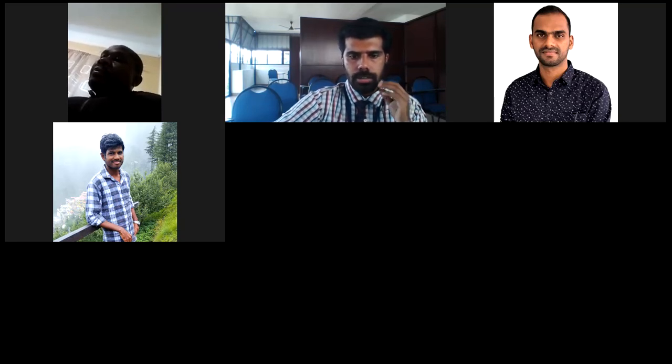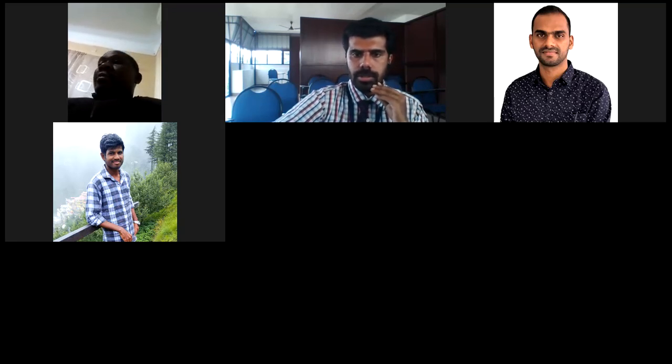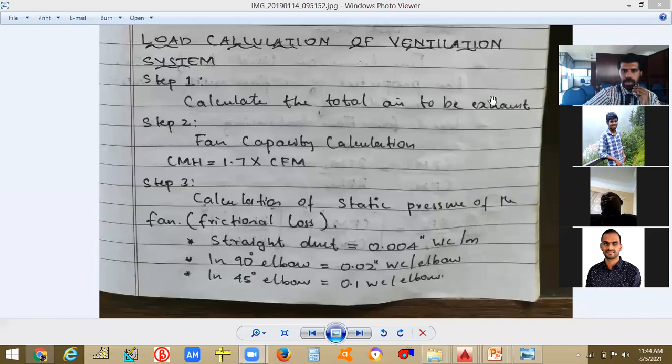Or I will share my note. You might be making some mistakes. So the first step is calculate the total air to be exhausted, which means we have to calculate the CFM using that formula: volume in meter cube into ACH divided by 1.7, or volume in feet cube into ACH divided by 60. You can use any formula. Next, the fan capacity normally will be given in CMH, so when you get the CFM, just multiply with 1.7 and you will get CMH. The third important step is calculation of static pressure of the fan.